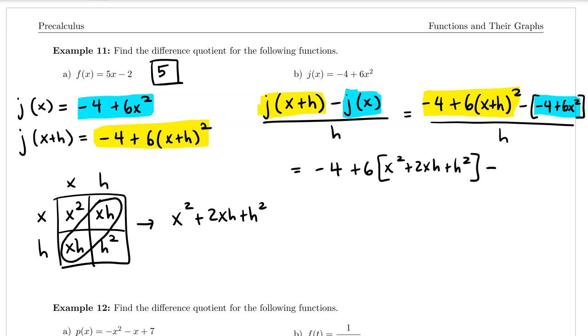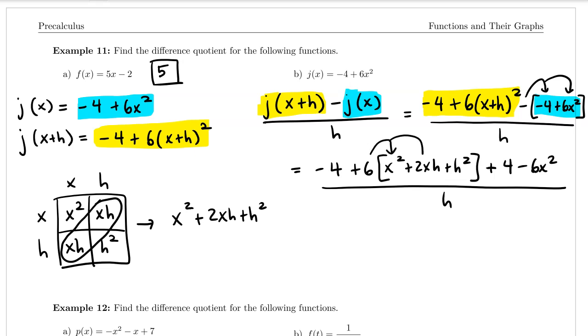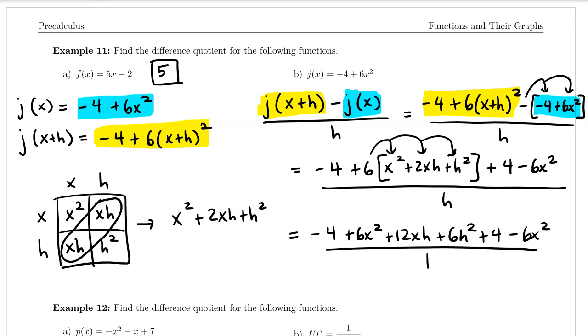And I'm going to distribute in my negative sign here, so I'm going to distribute that in. That's going to give me plus 4 minus 6x squared. And this is all over h. Now what I can do is I can start to distribute this 6 in. And if I do that, we get negative 4 plus 6x squared plus 12xh plus 6h squared plus 4 minus 6x squared all over h.